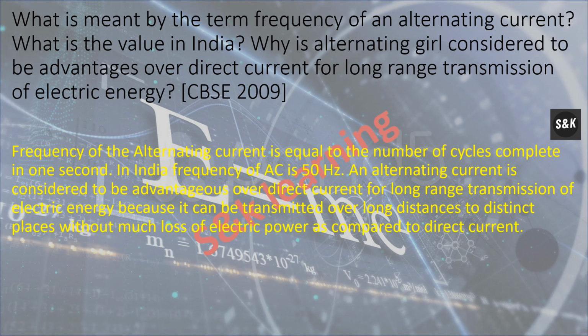What is meant by the term frequency of an alternating current? What is the value in India? Frequency of an alternating current is equal to the number of cycles completed in 1 second. In India, the frequency of AC is 50 Hz. Alternating current is considered advantageous over direct current for long range transmission of electric energy because it can be transmitted over long distances without much loss of electric power as compared to direct current.